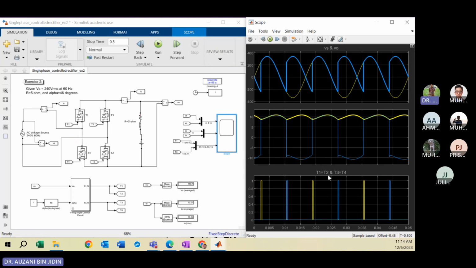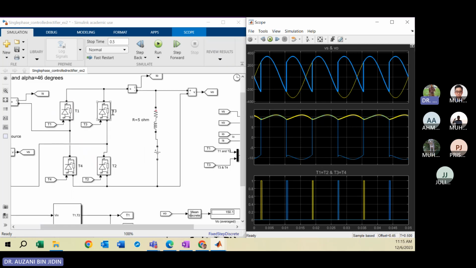The bottom graph is the current pulse for thyristors 1, 2 and thyristors 3, 4. The yellow color is the current pulse for thyristors 1 and 2. The blue color is the current pulse for T3 and T4.